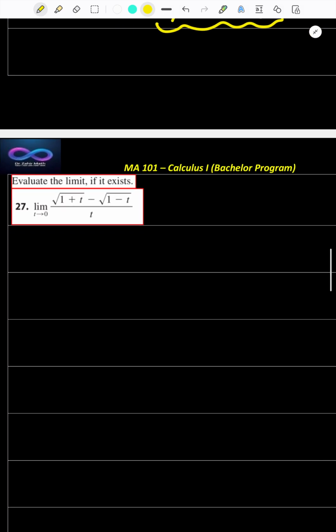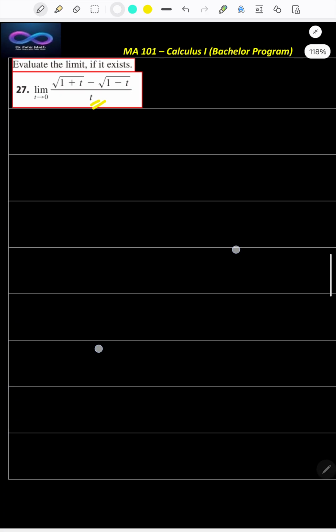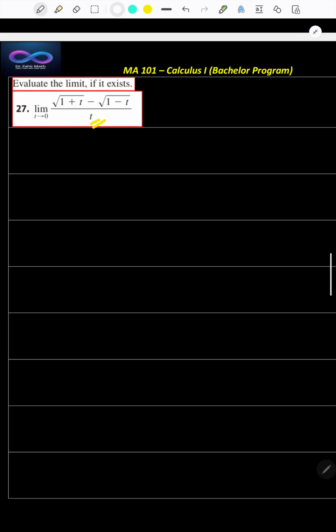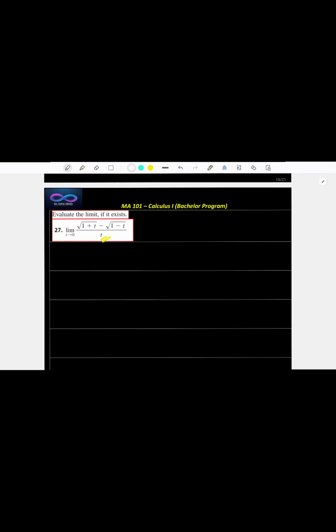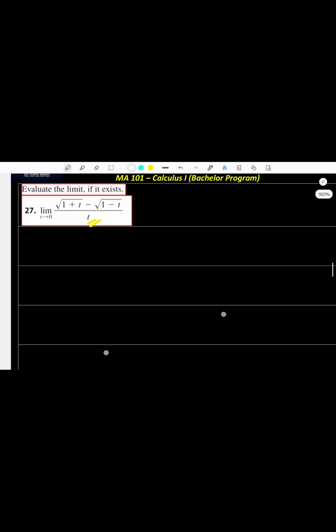Again, square root. You can also check this one. There is a t coming down. So you have to use the conjugate method. What is the name of the method? Conjugate. So very simple now. Very, very simple. Let me take it like this.